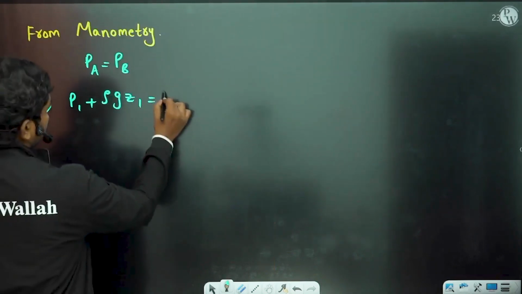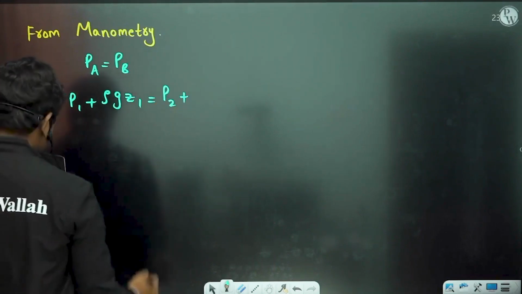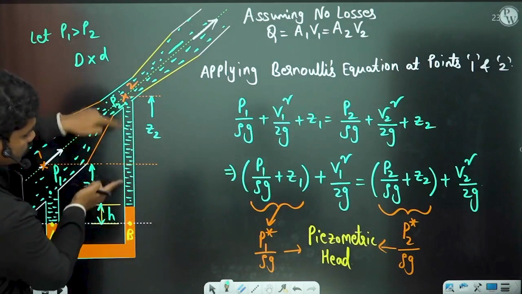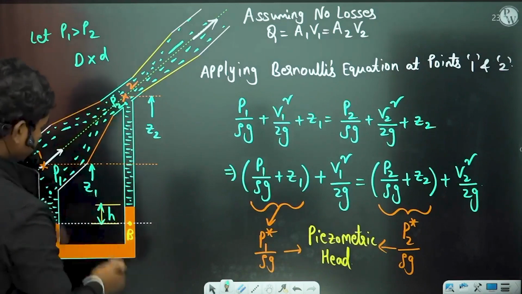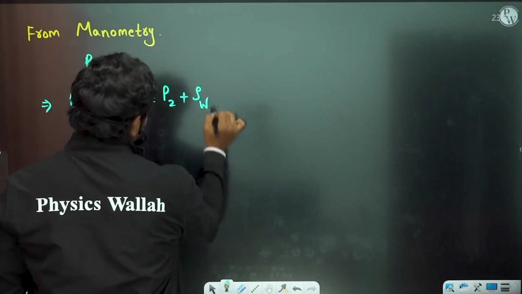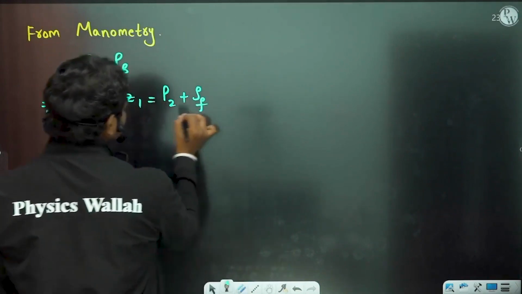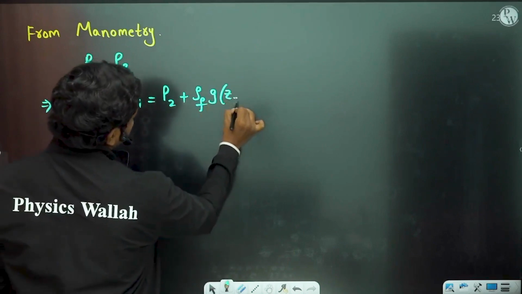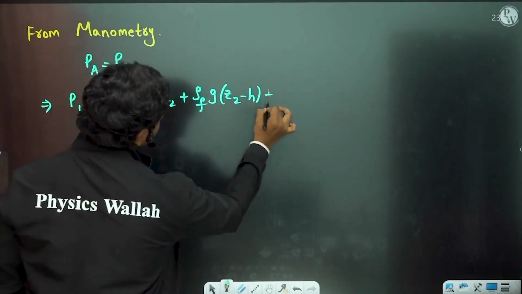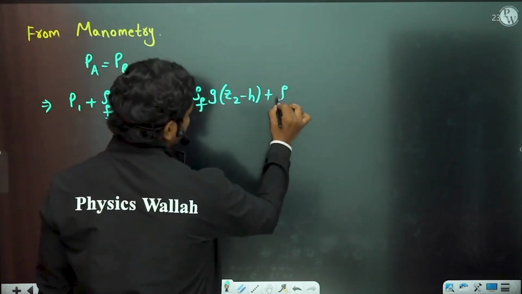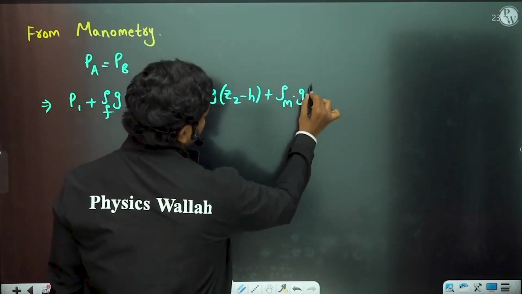So P2 plus this fluid column pressure. This fluid column is nothing but z2 minus this small h. So z2 minus h, with rho fluid, the working fluid, times g, plus this manometric pressure due to h. So rho manometric fluid g h is what you have basically.